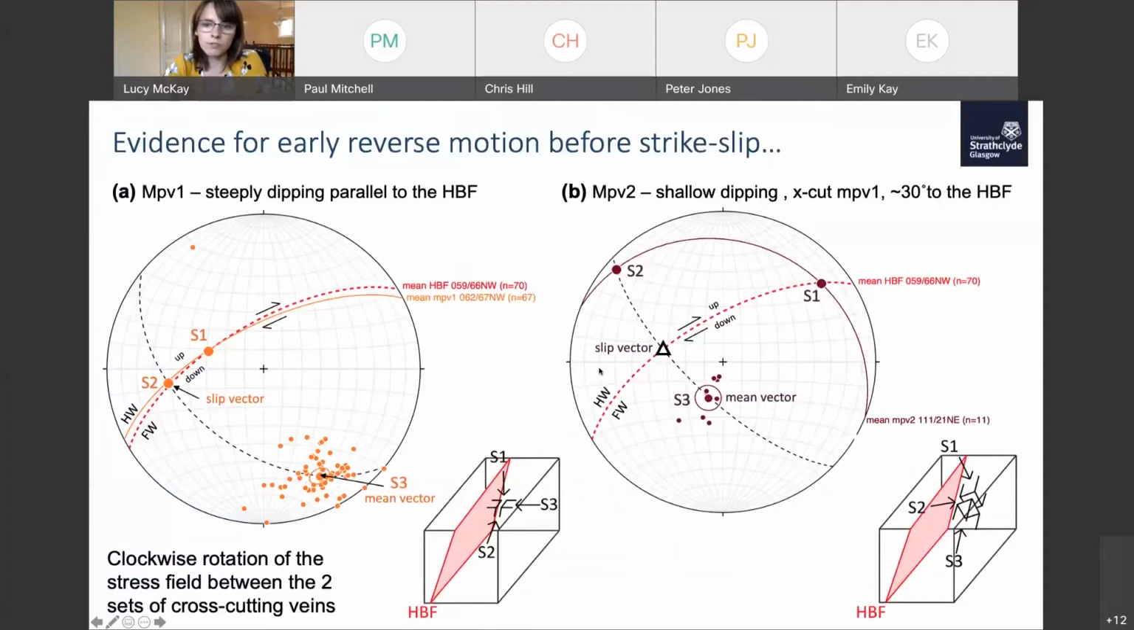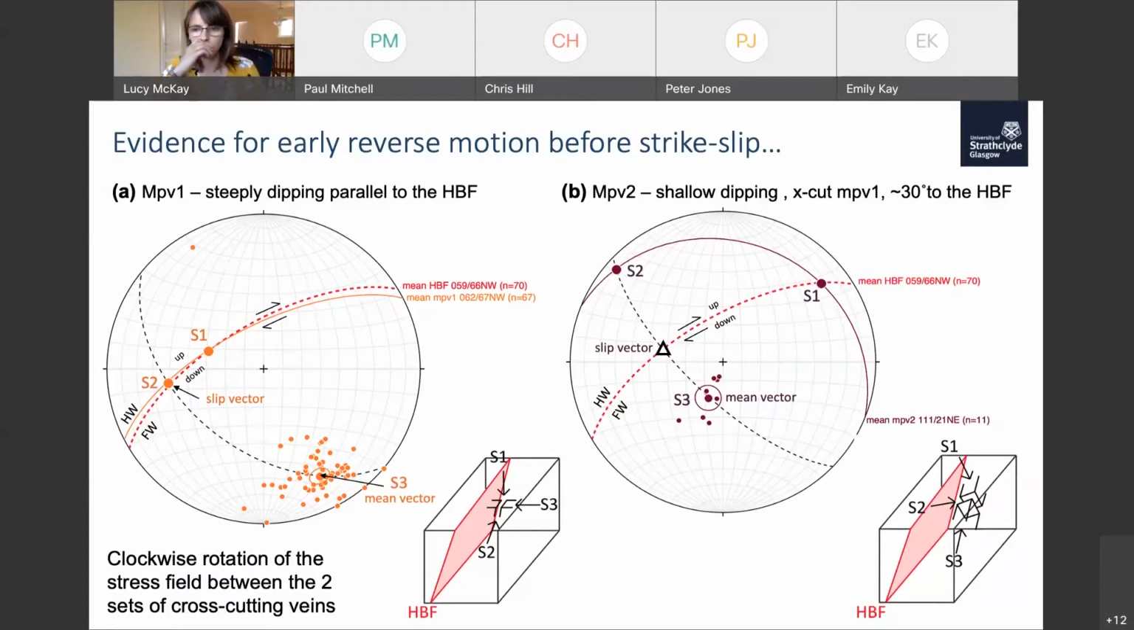I'm not going to go into very much detail about how I made these stereonets, but the field evidence from these veins suggests, as I said, there were two sets, one that was parallel to the Highland Boundary Fault and a second that cross-cut that. So these veins suggest that there have been two phases of early dextral reverse motion on the fault.